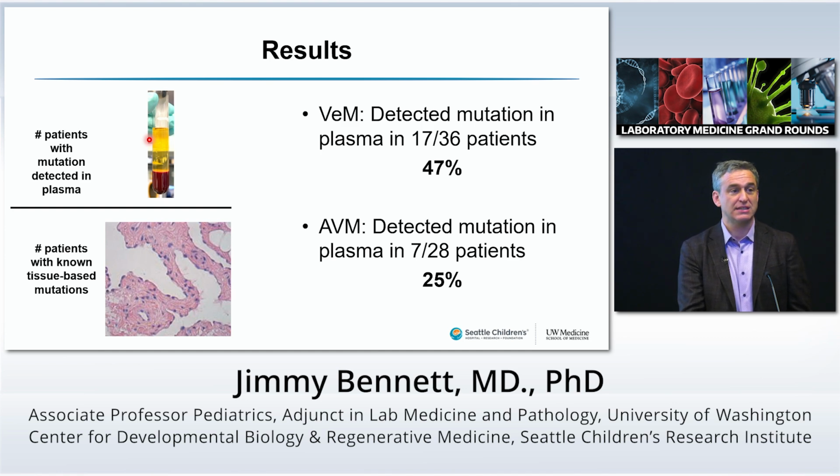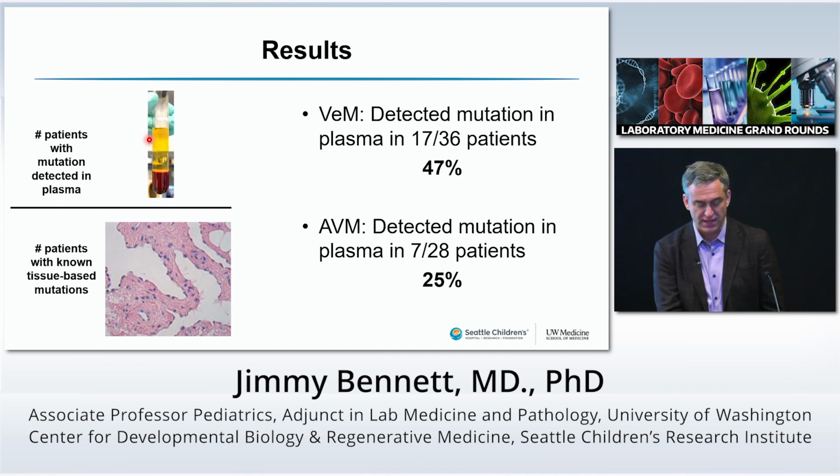So obviously, tissue is still the gold standard diagnostic analyte, but this suggests that if your patient has not had a surgery or you can't get tissue, it is not unreasonable to go ahead and give this a try for venous malformations and arteriovenous malformations. Now, I mentioned that we detected mutations in blood samples both peripherally and centrally.